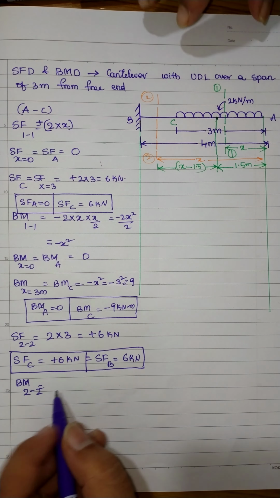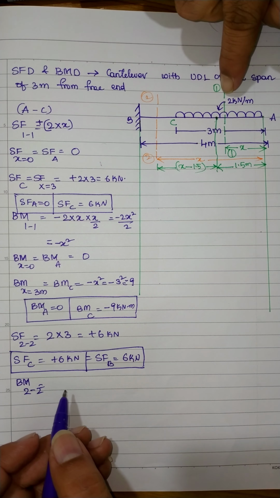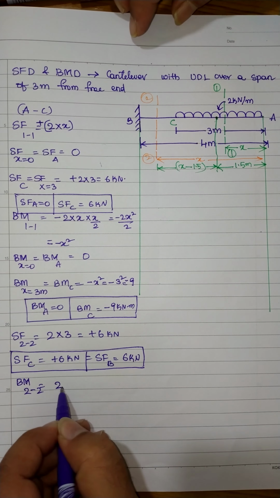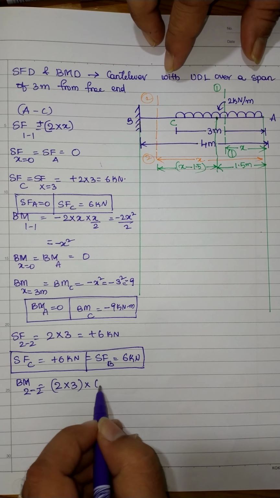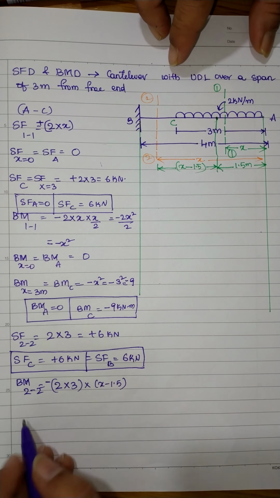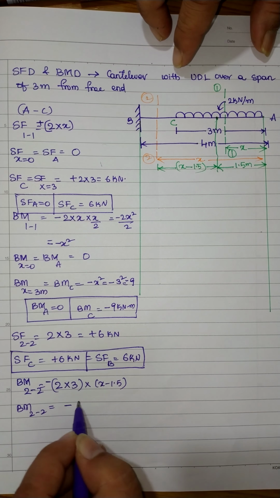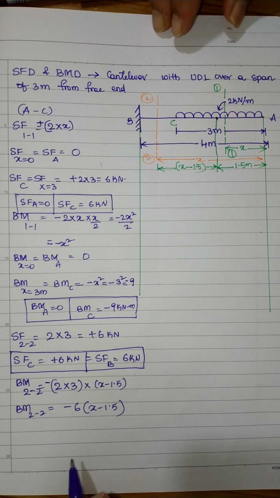The bending moment at any section 2-2 will be equal to load multiplied by perpendicular distance. The load is 2 multiplied by 3, which is 6, multiplied by x minus 1.5 as the perpendicular distance, with a negative sign. So the bending moment at any section 2-2 is minus 6 times (x minus 1.5). Now this is the equation.